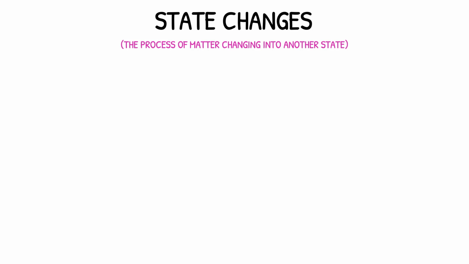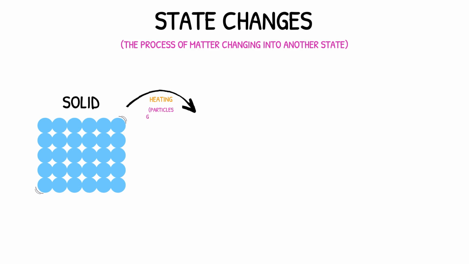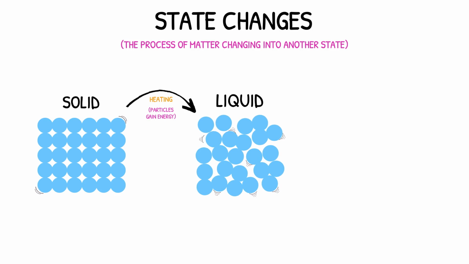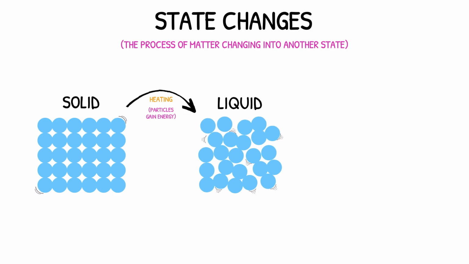For example, when a solid is heated, its particles will gain energy. The increase in energy also increases the movement of the particles, and this continues until the solid reaches its melting point. At the melting point, the energy gained by the particles is used to break the forces of attraction between them. The breakdown of these forces means the particles are now more spaced, as they are in a liquid. The matter has now changed from a solid into a liquid, and this state change is called melting.